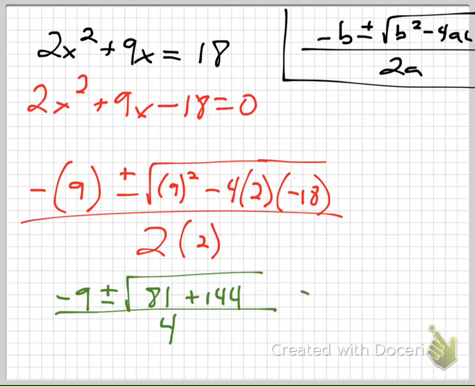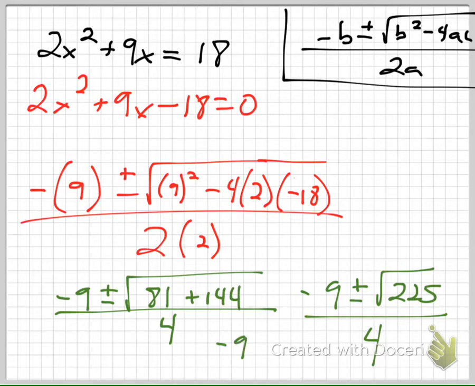225. So I have negative 9 plus or minus the square root of 225 divided by 4. Right? Now, what is the square root of 225? 15. So I have minus 9 plus or minus 15 over 4. Okay, here's my 2 solutions right here.